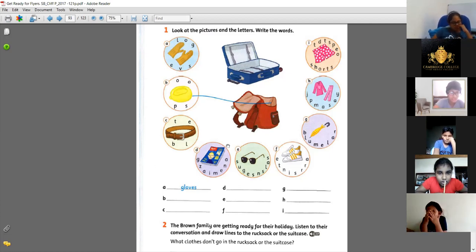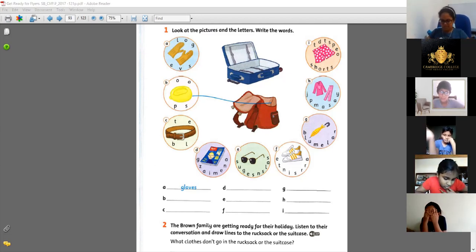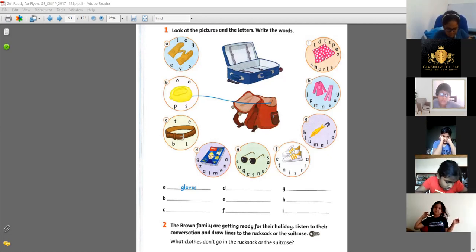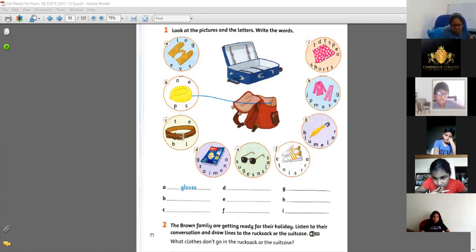Listening 31. The teacher is phoning Mrs. Brown, who is writing information for her husband. Listen and write the missing words. Listening 37. The Brown family are getting ready for their holiday. Listen to their conversation and draw lines to the rucksack or the suitcase.